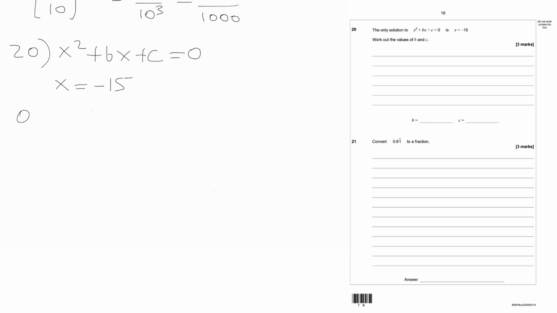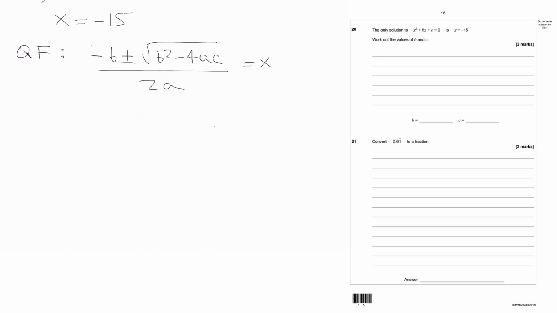Now, as a reminder, the quadratic formula says that our solutions of x to a quadratic equation are given by minus b plus or minus the square root of b squared minus 4 times a times c, all over 2a, where a, b and c are going to be the coefficients. So these are the values that come before the x squared, the x and the number term.